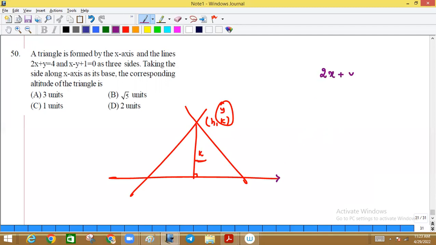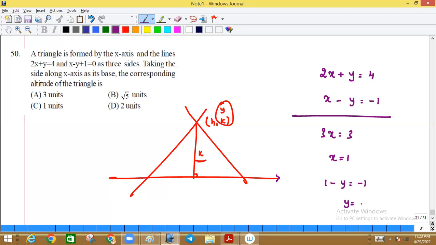Now what is the y coordinate? Can we find the y coordinate directly? If not, find x first. Add both of them. 3x is equal to 3, x is equal to 1. Put x equal to 1, y is equal to 2. So what is y? This is 1 comma 2, which means y is 2. So the altitude is how much? 2 units. Is that clear? Copy them.